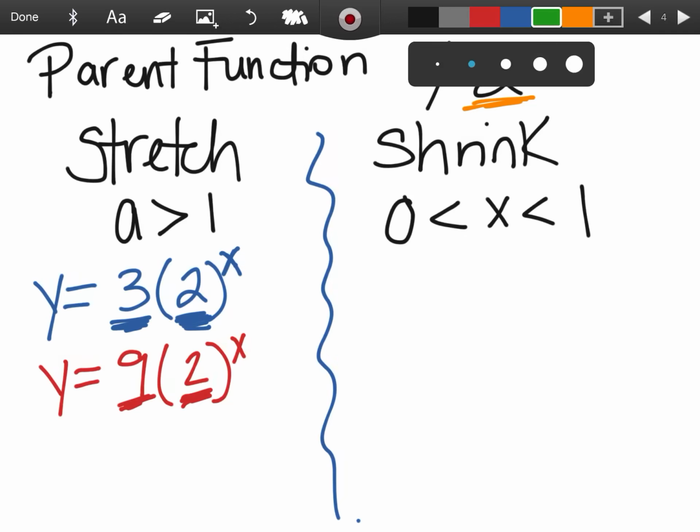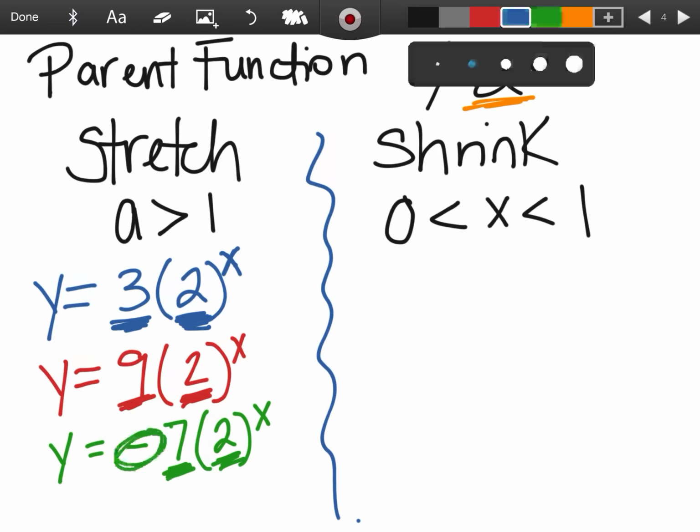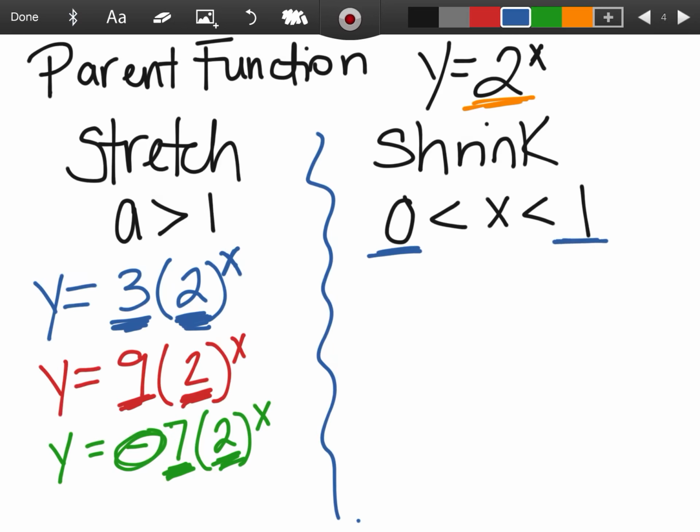Let's do another one. What if I had negative 7 times 2 to the x? Growth. This has a stretch by 7 and also a reflection over the x-axis because of the negative here. Now let's look at a shrink. A shrink is anything between 0 and 1. So an example of that would be 0.5 times 2 to the x. The 2 still tells us growth, but the 0.5 tells us that it's a shrink this time.